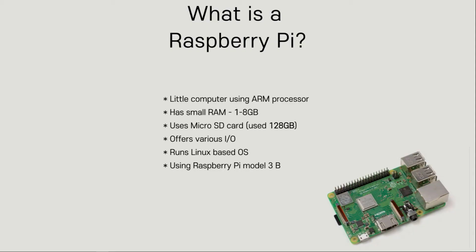What is a Raspberry Pi? A Raspberry Pi is a powerful embedded computer using ARM CPU architecture and can have 1 to 8 GB of RAM. Our Pi has 1 GB of RAM. As storage, it uses a micro SD card, where we have 128 GB of SD storage. In addition, it also offers various IOs such as HDMI, USBs, and audio jacks.